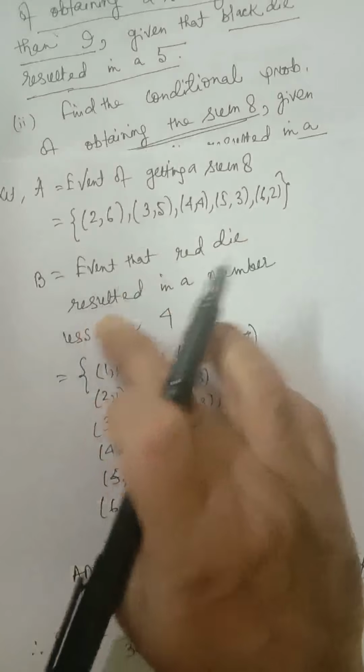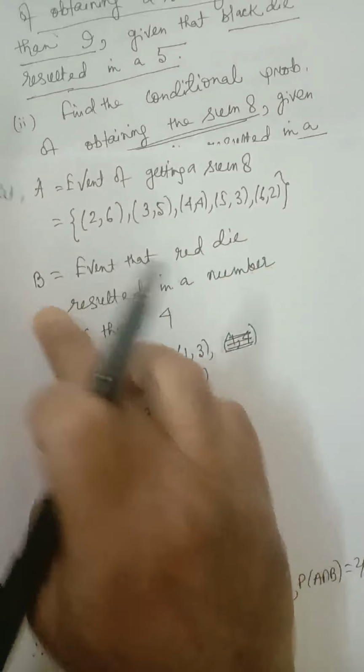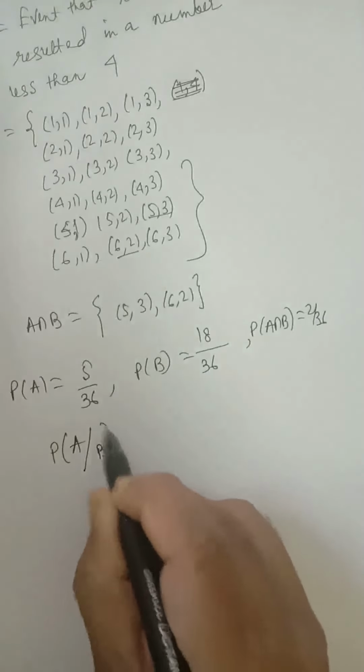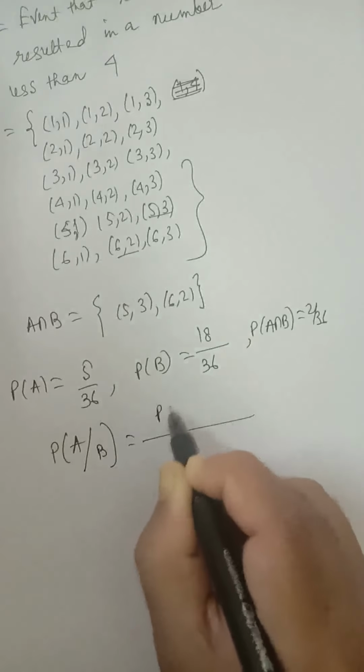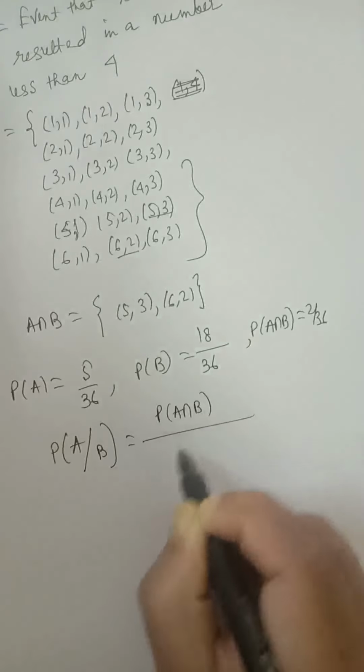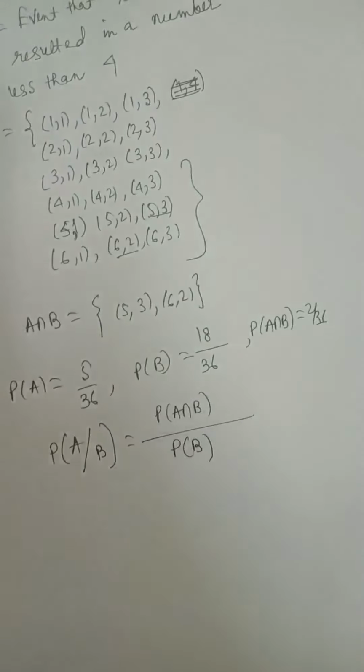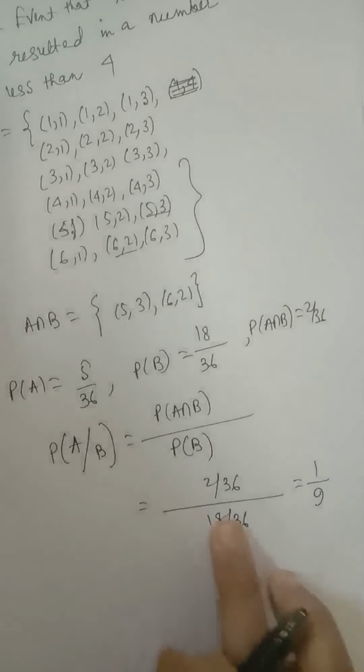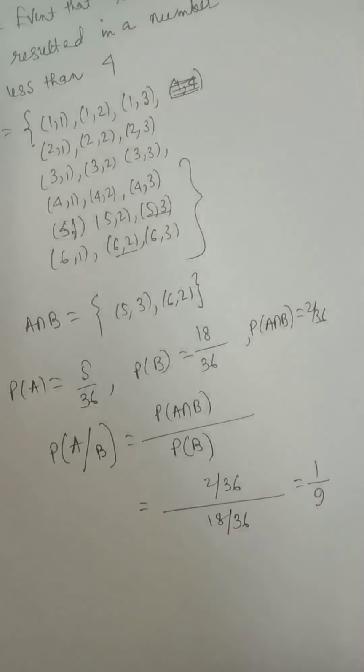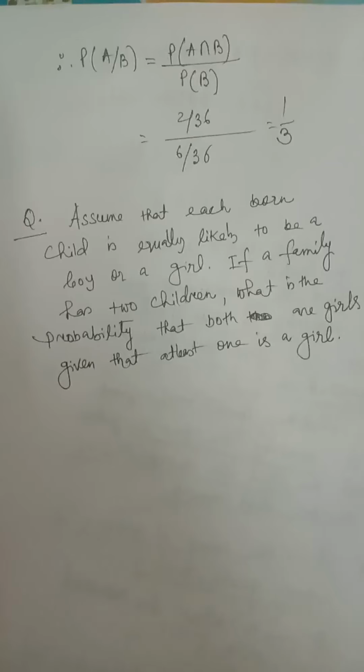Red die resulted in a number less than 4 is B, so it will be P(A|B). The formula you know: P(A intersection B) by P(B). So putting the values, we get P(A|B) equal to 1 by 9. Now let me solve this question.